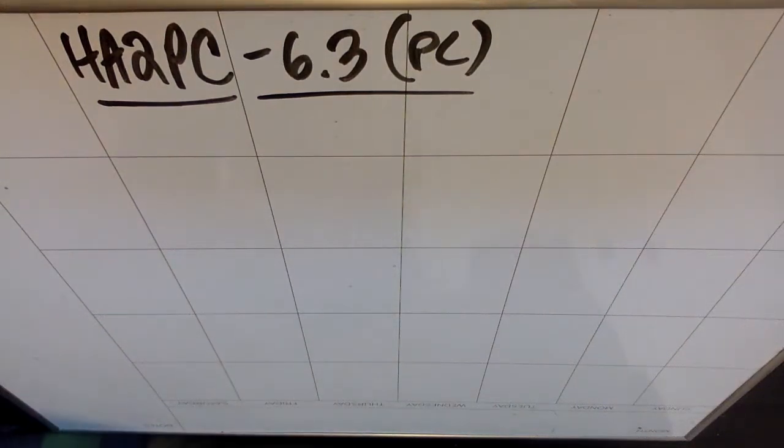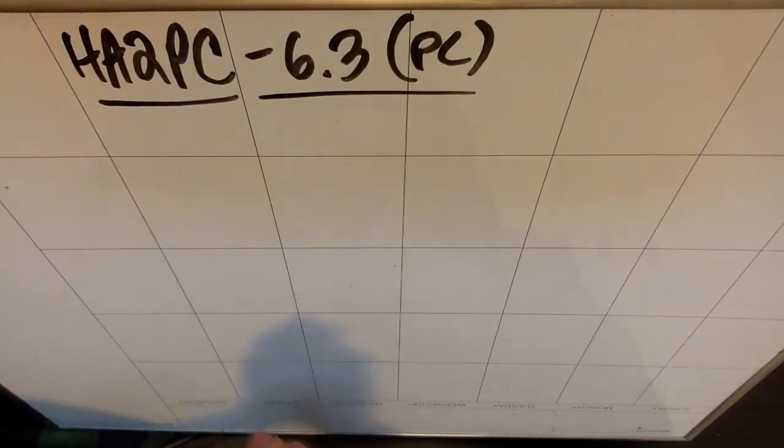Algebra 2 Pre-Calc. We are doing 6.3 in Pre-Calculus. So what we're going to talk about now is vector operations.